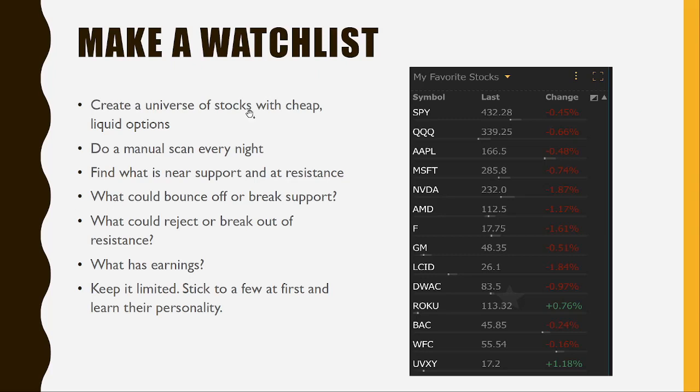See, I've got my watch list over here on the right. This is my TrendSpider watch list. And we want to find what is near support and at resistance. We want to look for stocks at key levels. What could bounce off or break support? What could reject or break out of resistance? What has earnings? We want to keep it limited. Stick to a few at first and learn their personality.